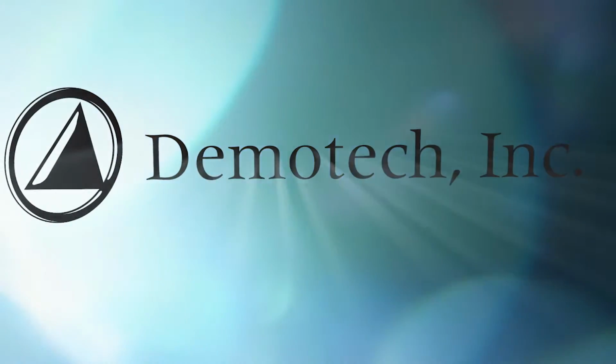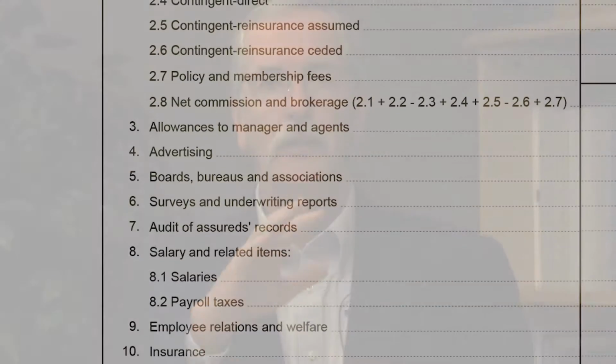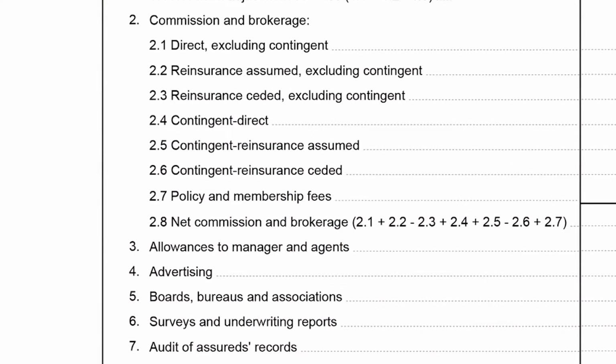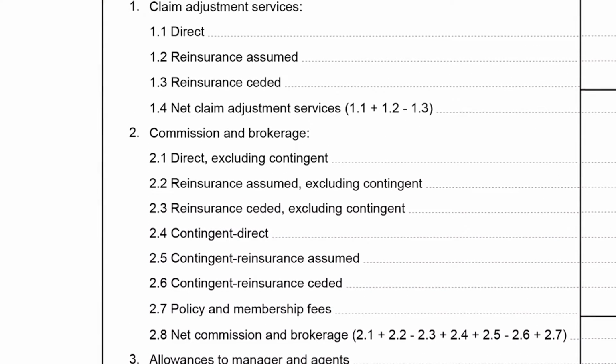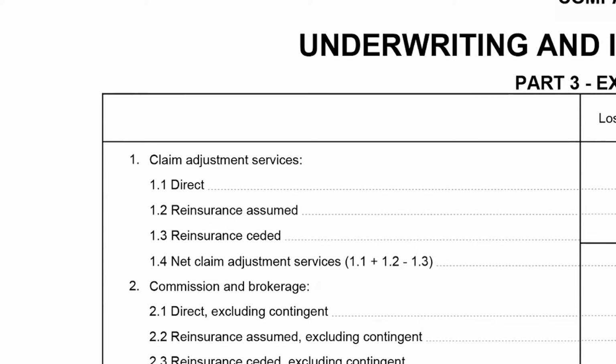Next, we're going to talk about Part 3, expenses. And here again, Part 3 has columnar headings, and down the left-hand margin of Part 3, you're going to see categories of expenses that are assigned to the overhead for the company. Now, what's important to keep in mind here is that these categories for expenses have been around forever, since the beginning of time, basically, for statutory accounting.